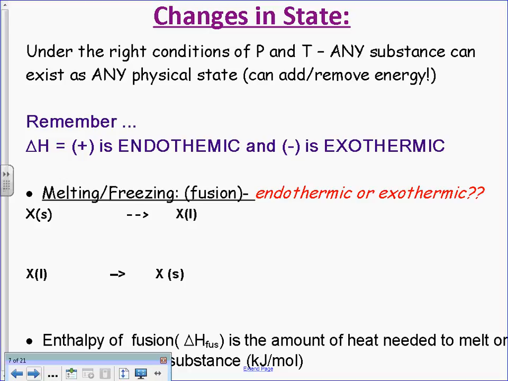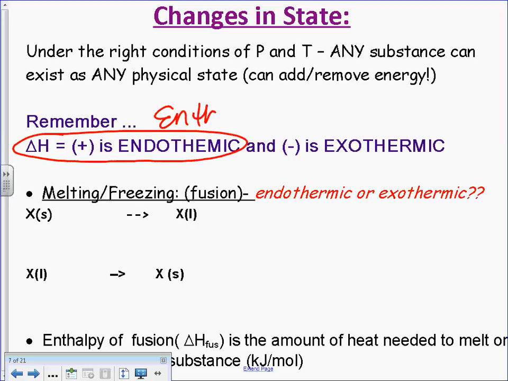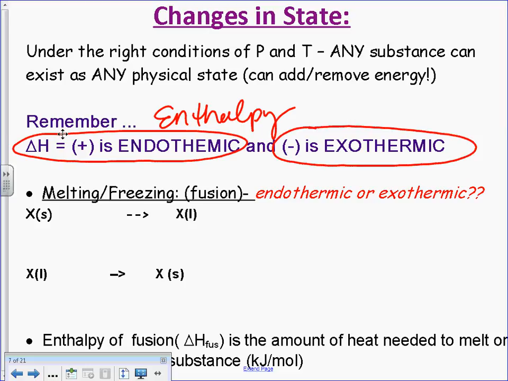So here are two terms that you are already aware of. Delta H positive, endothermic. Do you remember that? Delta H is enthalpy. And delta H negative is exothermic. Those are two phrases that we've already talked about.